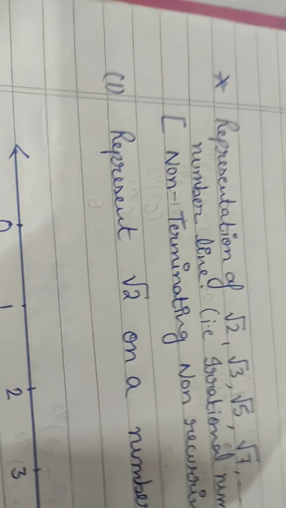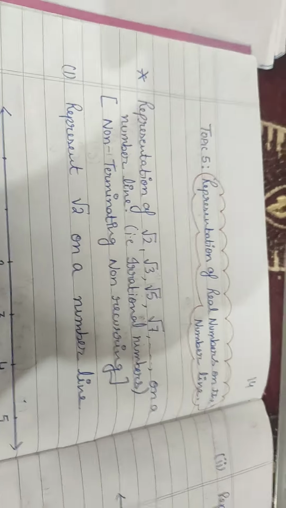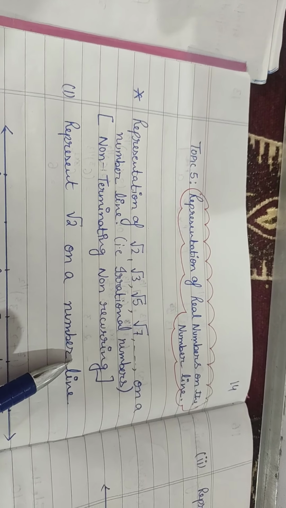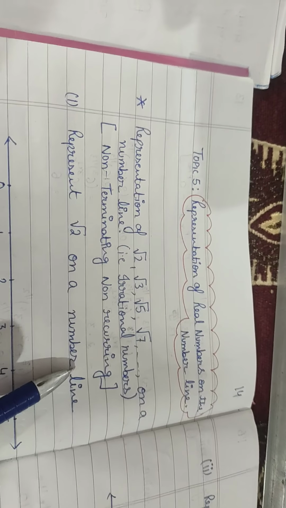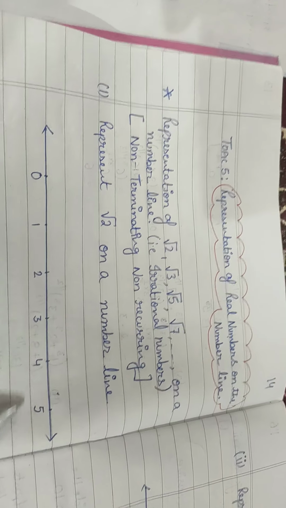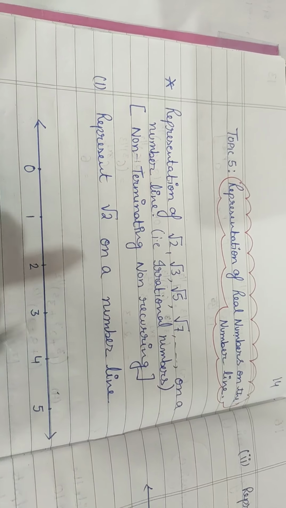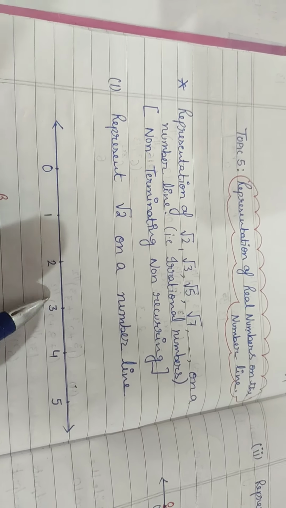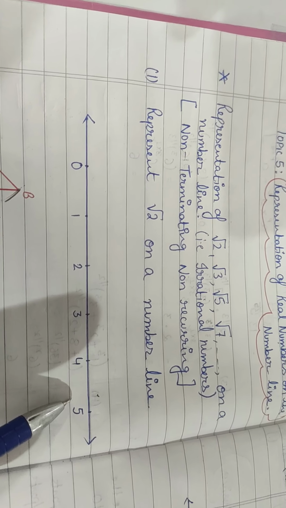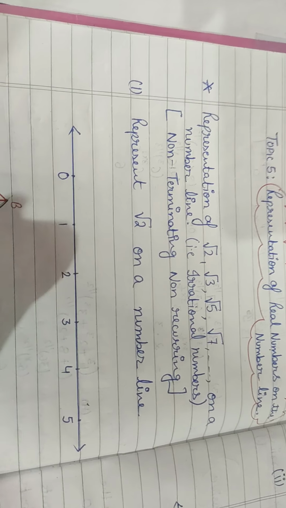So let us see. The very first concept here is the representation of these types of numbers on a number line, that is root 2, root 3, root 5, and so on, as they are non-terminating and non-recurring. For this, we'll draw a number line. As you know how to draw the number line, towards the right of 0 we have positive numbers and towards the left side we'll get the negatives. But the distance between these numbers is always equal. If you do not take equal distance, then you will get the wrong location of the numbers.